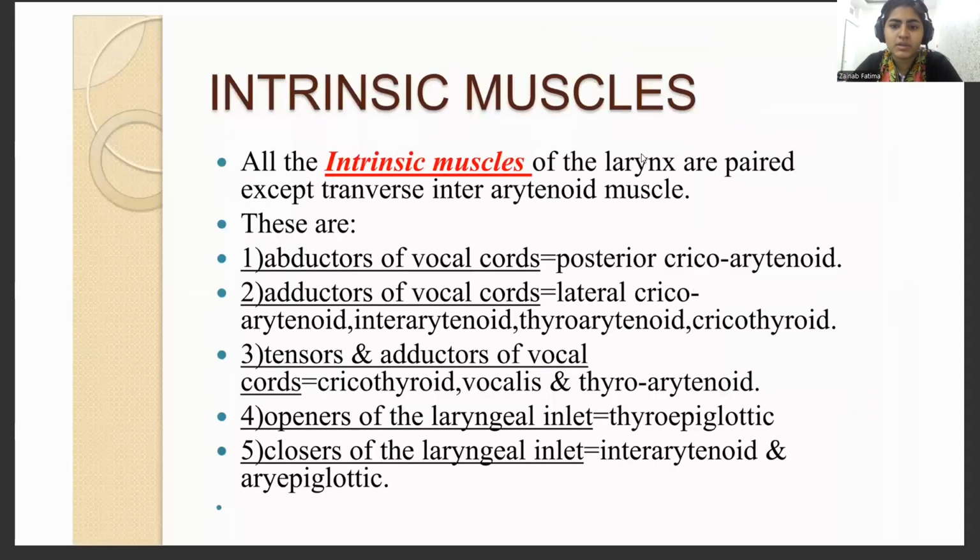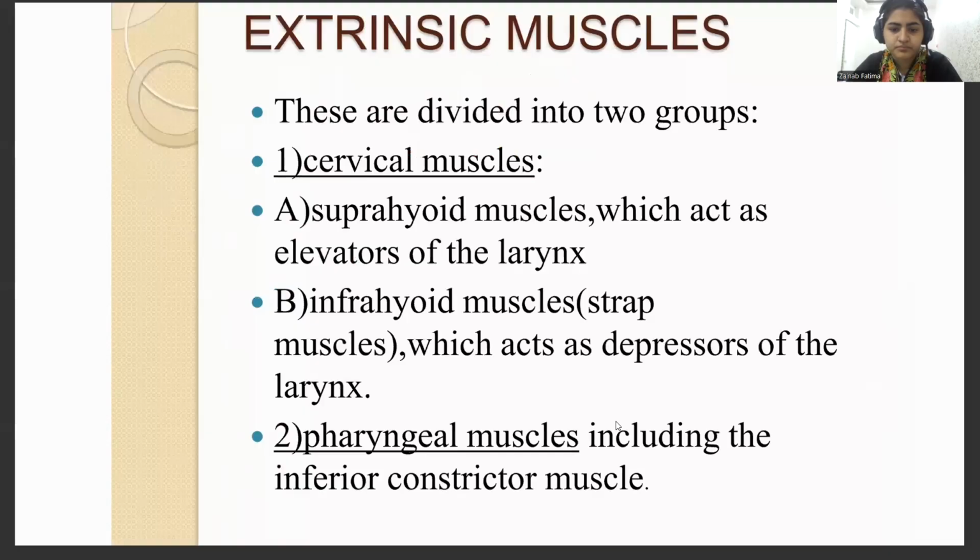Then we have the intrinsic muscles of the larynx. We have the abductor of the vocal cords, posterior cricoarytenoid. Then we have the second muscle, lateral cricoarytenoid, which adducts the vocal cords. We have the tensor and adductor of the vocal cords, the opener of the laryngeal inlet, and the closer of the laryngeal inlet. These are the muscles that will help in opening, closing and abducting.